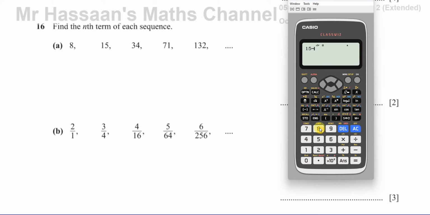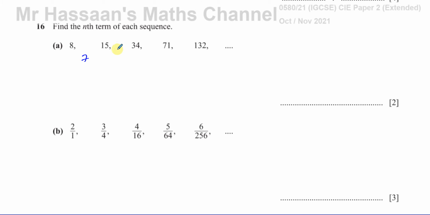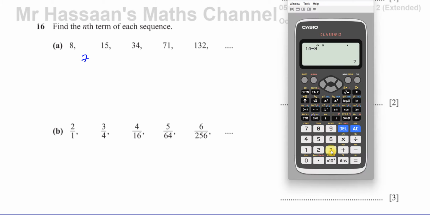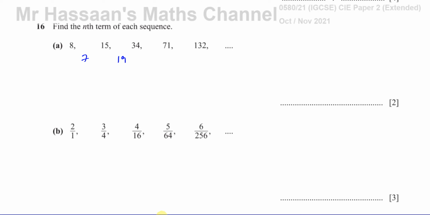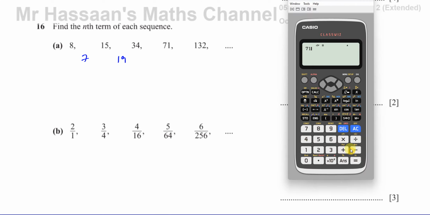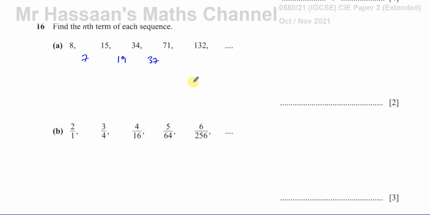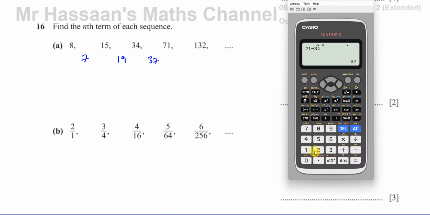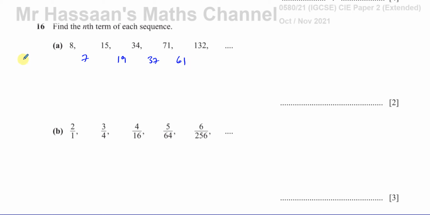So 15 minus 8, of course, is 7. To get from 8 to 15 you have to add 7. Then 34 minus 15 gives you 19. Then 71 minus 34 gives you 37. And then 132 minus 71 gives you 61. So of course it's not an arithmetic sequence. If it were an arithmetic sequence, you would get the same number each time.